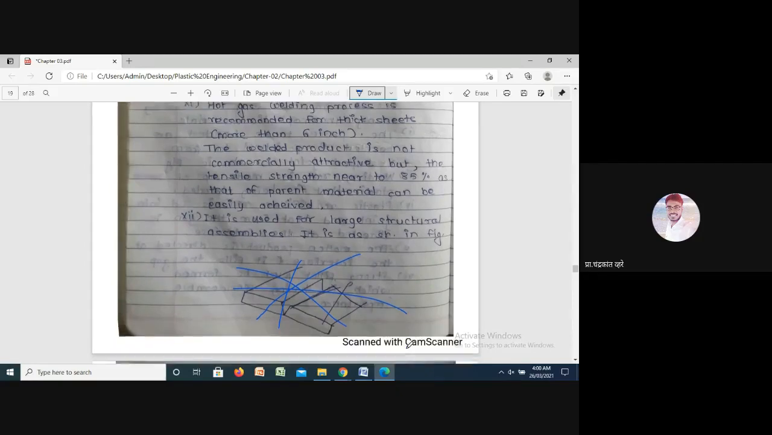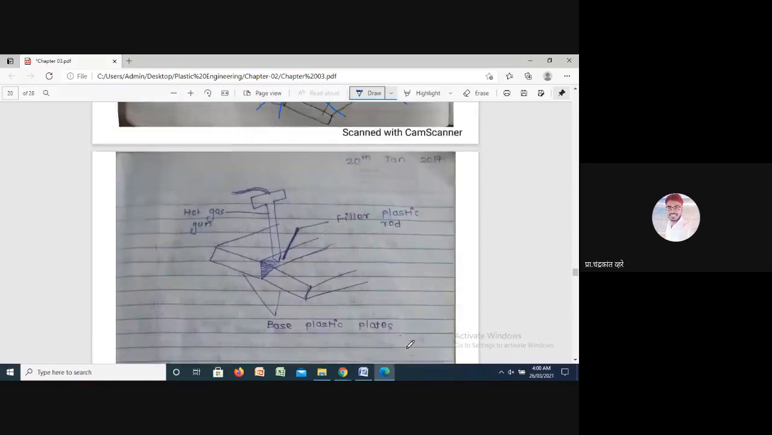Okay, so just draw this diagram and we will stop here. Okay, so this is the diagram of the hot gas welding process. Now we have completed the hot gas welding. For the next lecture, we will complete the hot tool welding process.